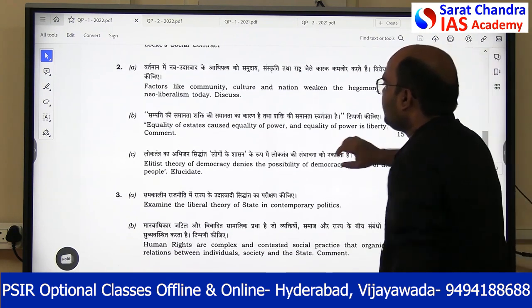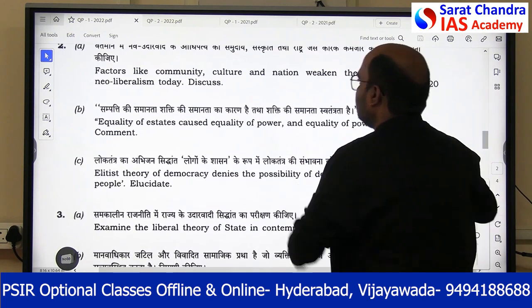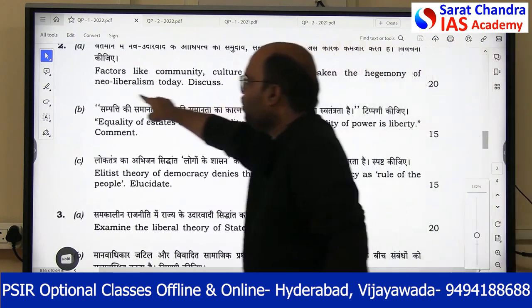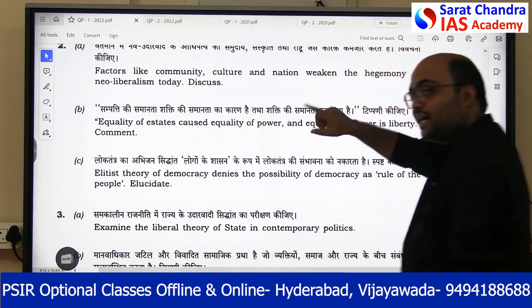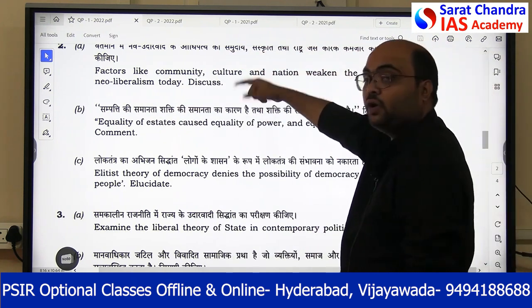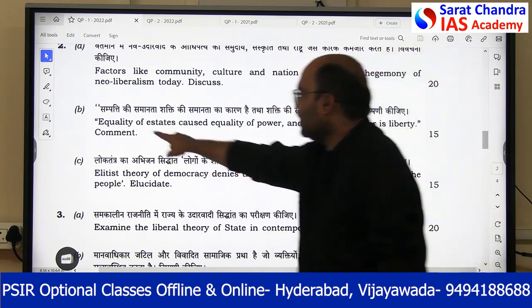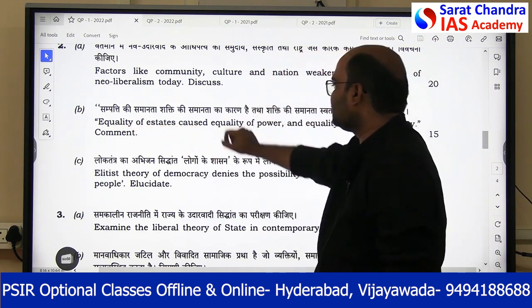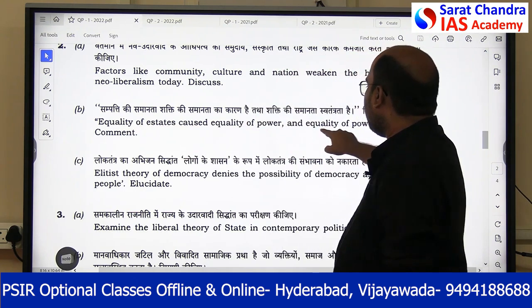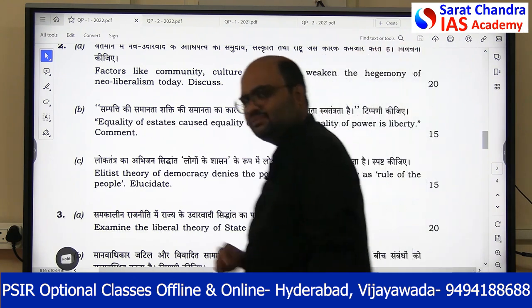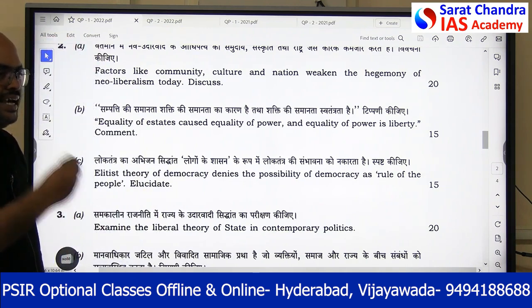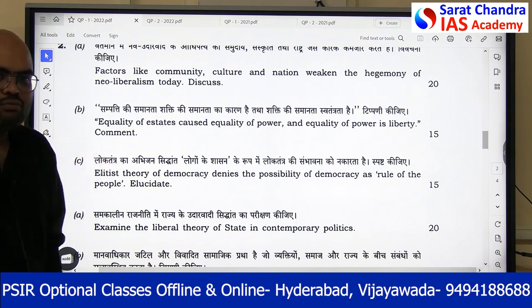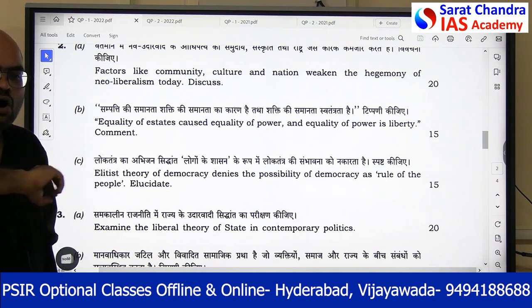Next one, factors like community, culture and nation weaken the hegemony of neoliberalism. This comes into the topic of neoliberalism, which we already covered under political ideologies. And about equality, this question is asked: equality of estates caused equality of power, and equality of power is liberty. Just Ambedkar's concept. So for real equality in society, power is essential. Power should flow, power should spread to all sections of society.